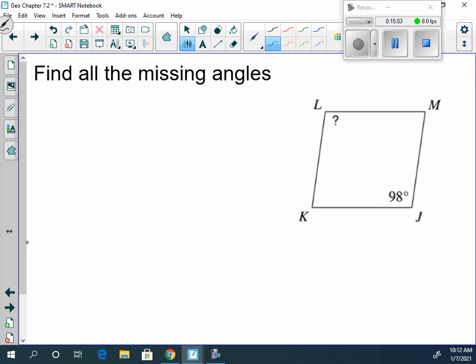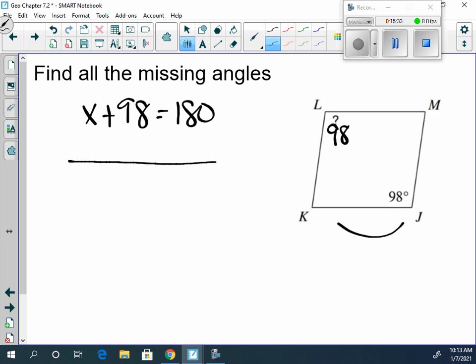Okay, so angle L is 98 degrees because opposite angles are congruent. So how many other angles do I really need to solve for? One, because if I find the other angle, I know the angle opposite it. Well, these two angles here add together to be what? 180. So we can say our missing angle plus 98 is equal to 180.